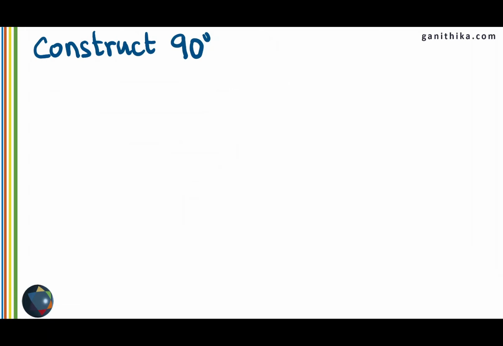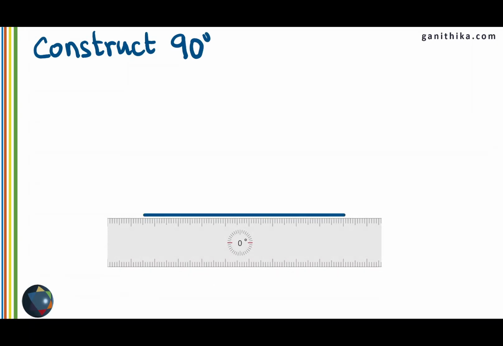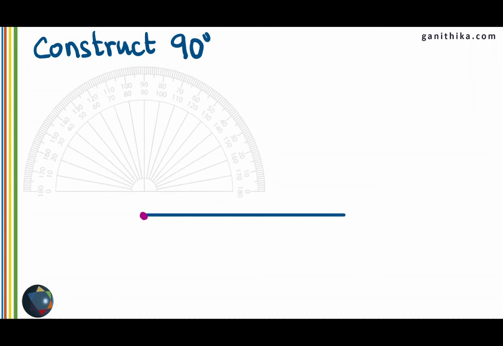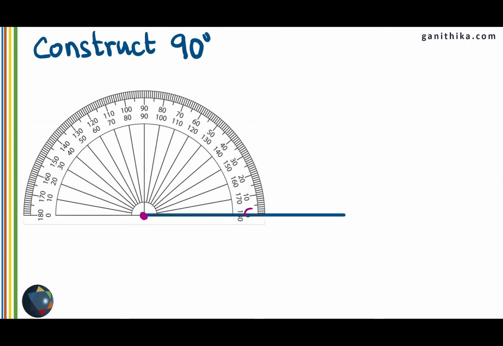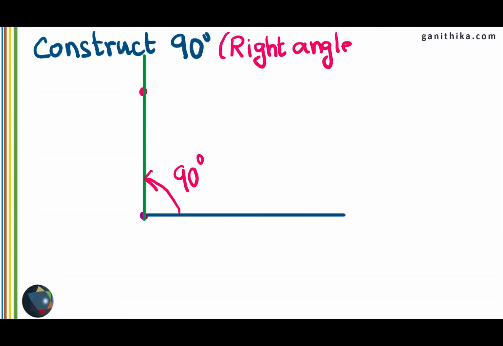Now let's construct 90 degrees and see what angle it is. Make the baseline of any measure, mark the vertex, align the protractor on the vertex and the baseline, look for the zero. From 0, count 90 degrees and it stops here. Mark at 90, join the vertex and the marked point, and therefore the angle that you have made is 90 degrees. You can see that the green line is vertical and the blue line is horizontal, and they both are perpendicular to each other, which means we have just constructed a right angle. 90 degrees is a right angle.